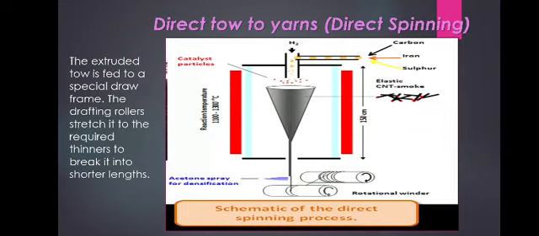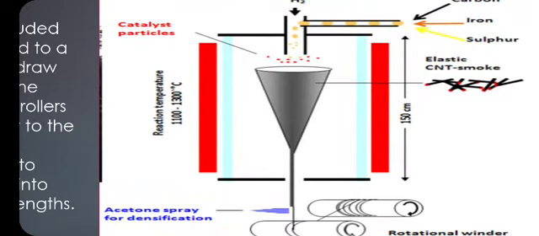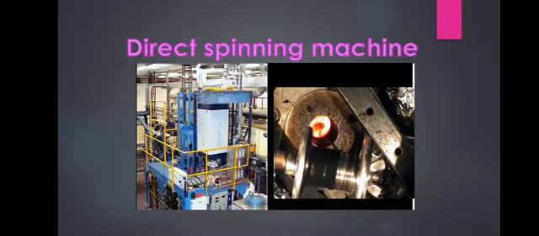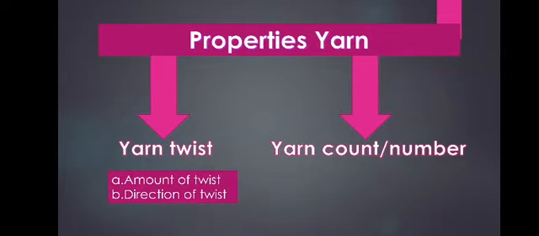This is a schematic of the direct spinning process. Here it is processed directly from this spinneret. It is directly cut into a tow, or the yarn is directly formed. Then it is drafted to break it into shorter lengths. This is the direct tow to yarns process. Then this is the direct spinning machine. Then the properties of yarn. I think you get the details about the yarn manufacturing process.